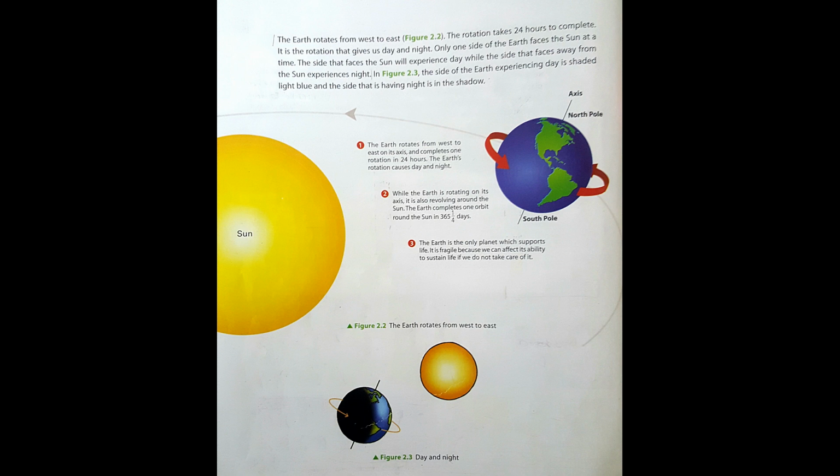Number two, while the Earth is rotating on its axis, it is also revolving around the sun. The Earth completes one orbit around the sun in 365 1/4 days. Number three, the Earth is the only planet which supports life. It is fragile because we can affect its ability to sustain life if we do not take care of it.